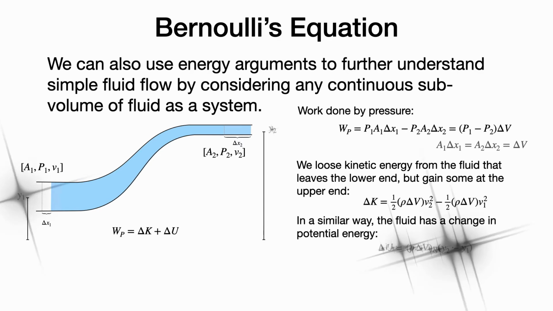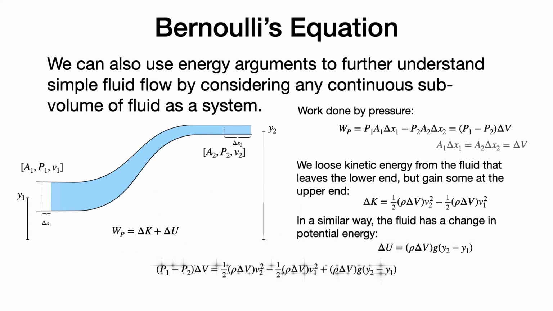Similarly, the fluid has a change in potential energy. That change in potential energy is going to be given by the mass which is moving from the low end to the high end, rho delta V, times g, times the change in the height, y2 minus y1. And putting this all together, we find that (P1 minus P2) delta V, the work done by pressure, is equal to this change in kinetic energy plus change in potential energy.